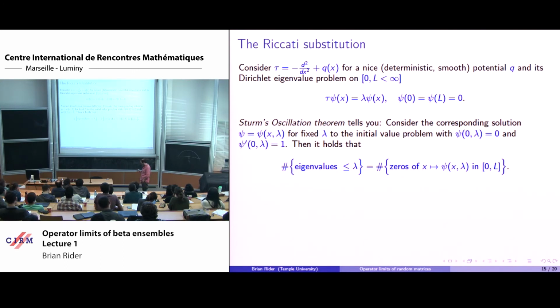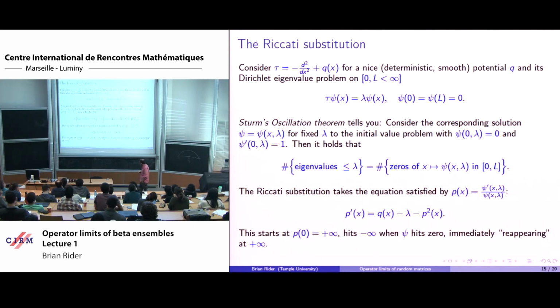This is what the Riccati substitution allows you to do. So you simply bring in the log derivative of psi, and you write down the equation for that. This is the Riccati substitution. So you define P to be the log derivative of psi, and then that solves a first order equation, but with a quadratic nonlinearity, all right?